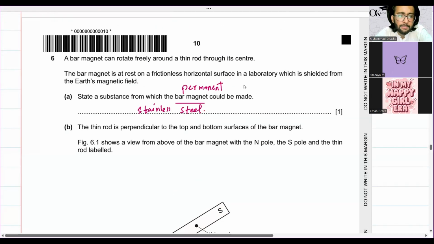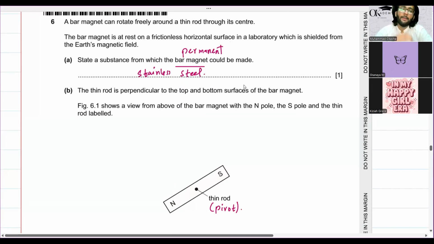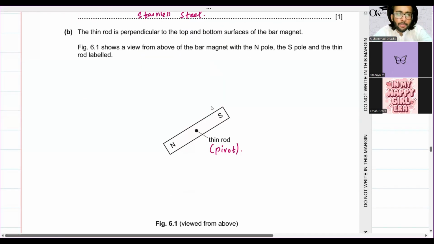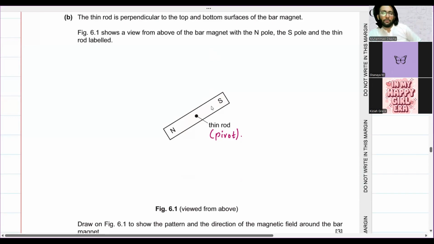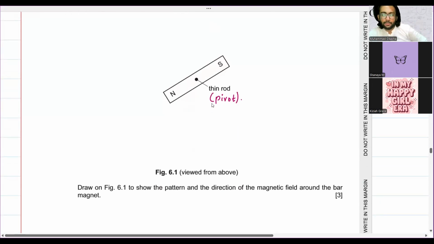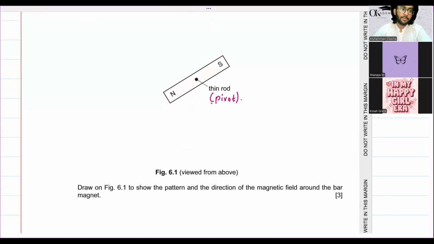This thin rod is perpendicular to the top and bottom surfaces of the bar magnet. Figure 6 shows the view from above of a bar magnet and the north. What we are supposed to do over here is on figure 6.1. So this is figure 6.1 viewed from above. It's like a magnet on a table. Draw the pattern and the direction of the magnetic field around the bar magnet.